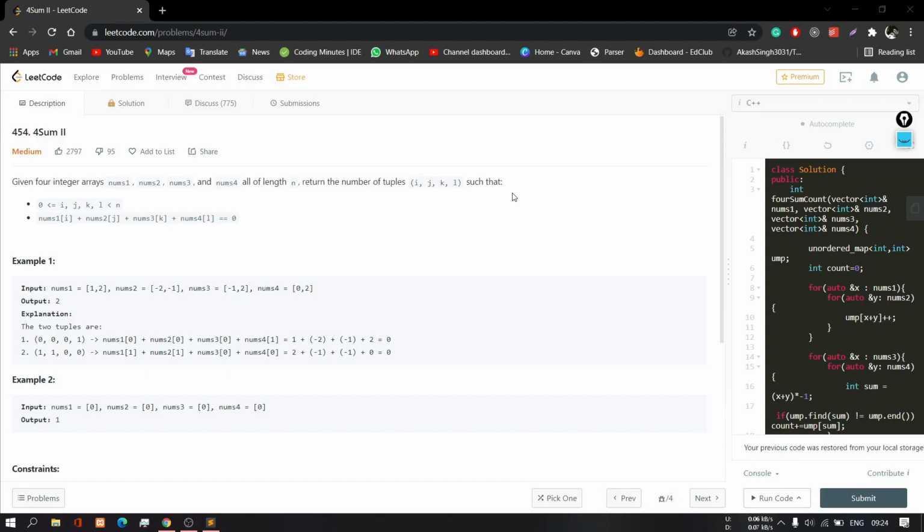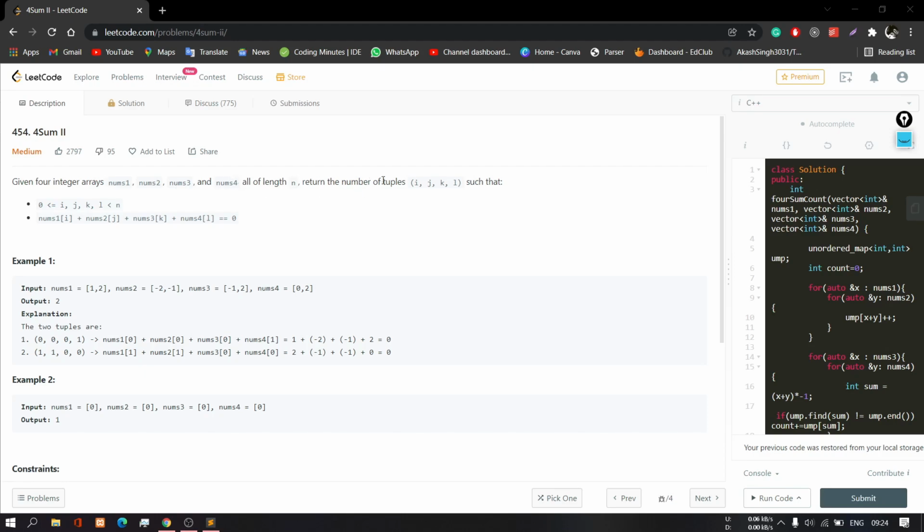So I am back with another Leetcode Daily Challenge, and it is Leetcode number 454, 4Sum 2. It is a medium level question and I also feel the same. So here the question is, you are given four integer arrays, nums1, nums2, nums3 and nums4 of length n.